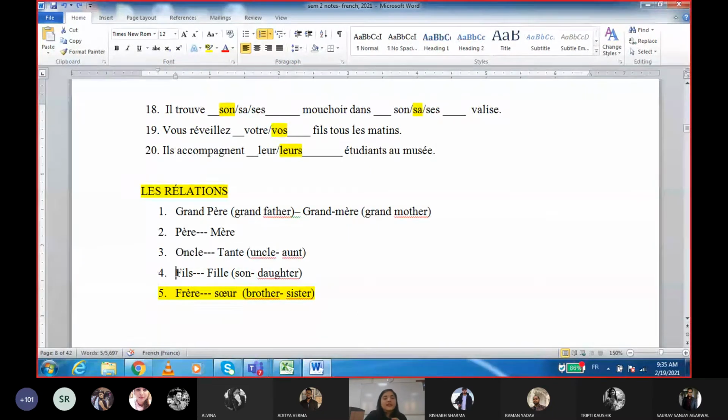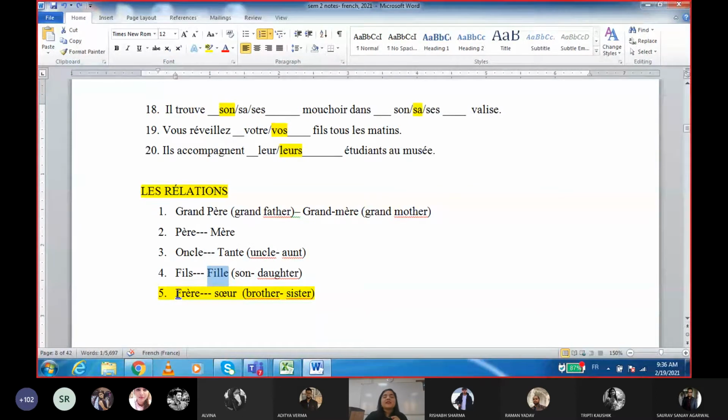Now, the fourth one is fils. Just like the English word, fees. F-E-E-S, the way we pronounce it. Fees. That means son. And fee. Fee. So, from fees, remove the S. That is fee. That means it's daughter. So, son and daughter. I pronounce that for you once again. Fees, son. Fee, daughter.